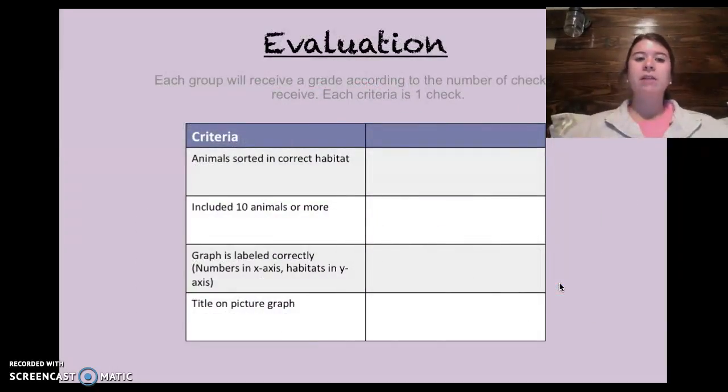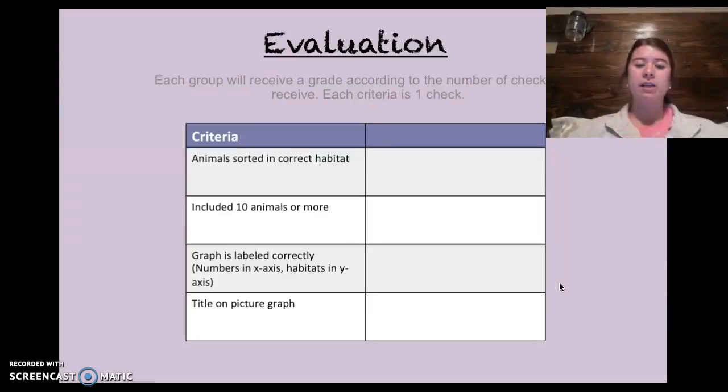So this is how I'm going to evaluate them in a checklist. Did they sort the animals in the correct habitat? Did they put a shark under forest? That would be a point off. This would be out of 10 since there are 10 animals. Did they include 10 animals? They could have included more, but they have to have at least 10. If they had 9 animals, they get a point off.